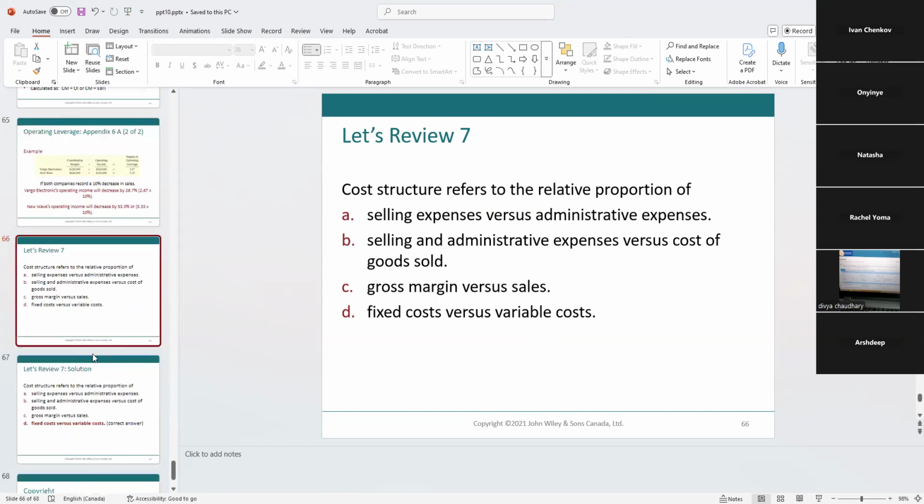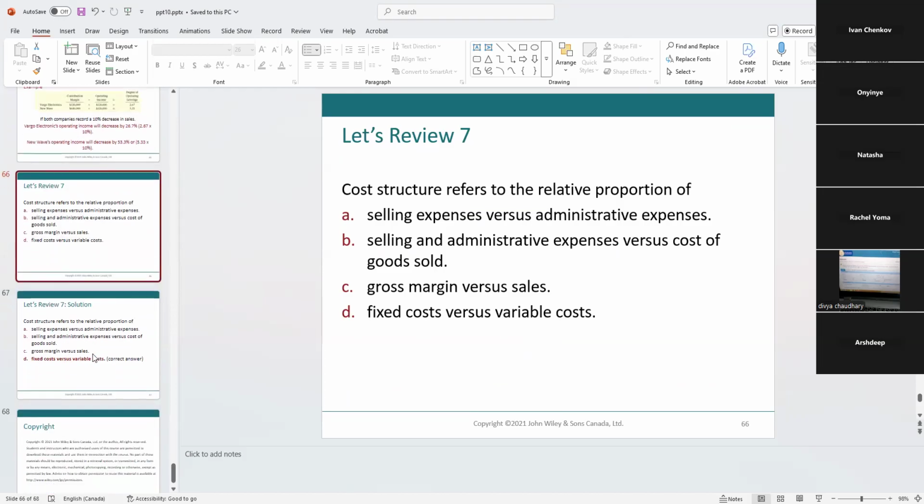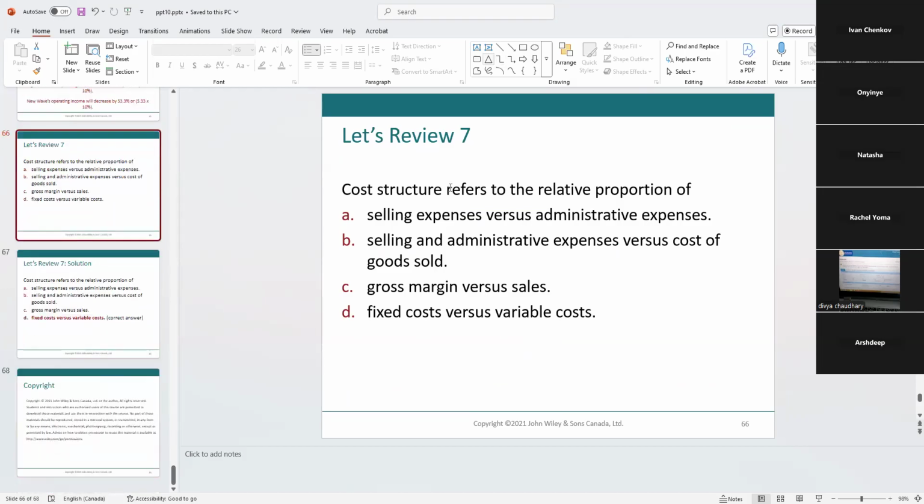The fixed cost versus variable. Variable cost. Yes, that's the one. The D one, yeah. Okay, excellent. And that concludes this chapter.